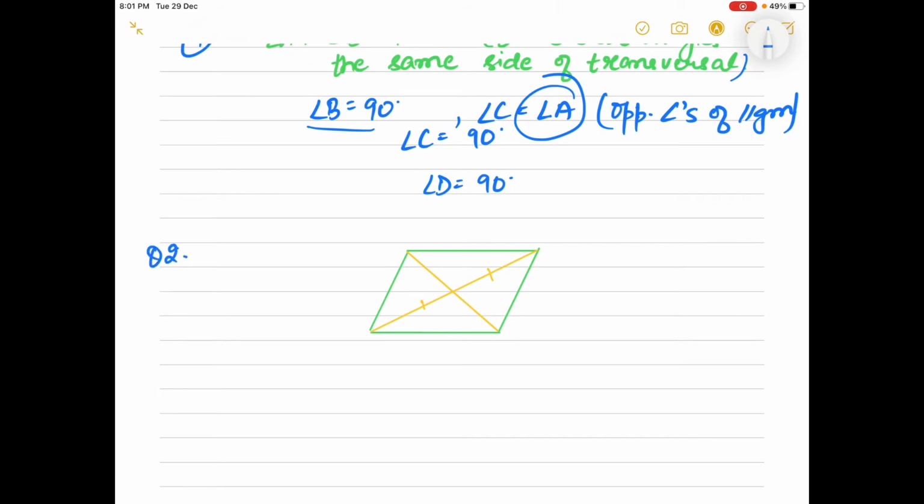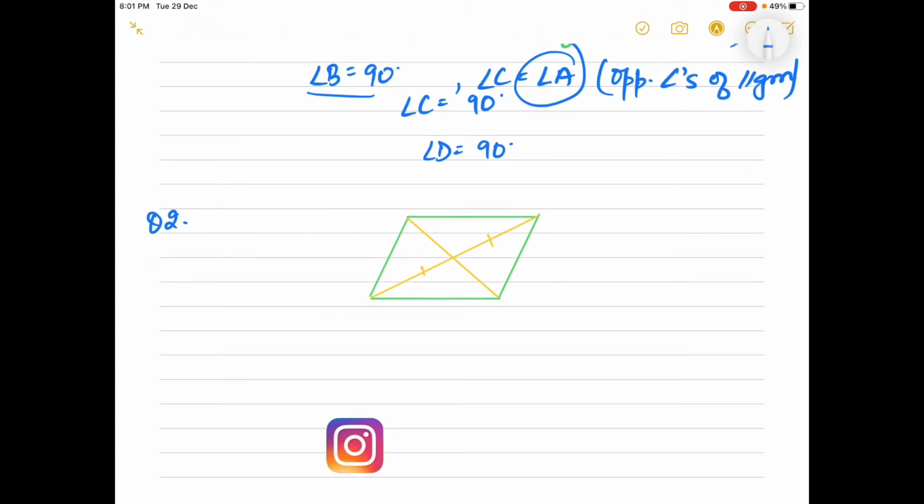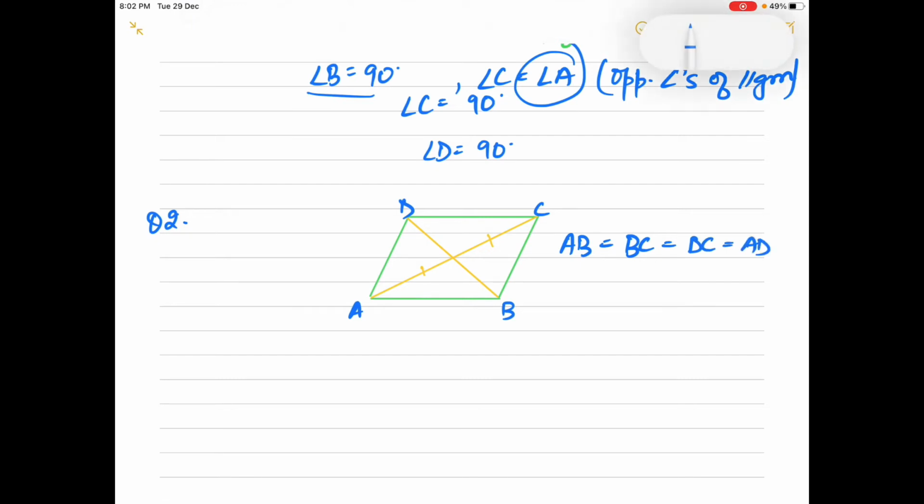In this question, we have to show that the diagonals of a rhombus are perpendicular to each other. It means let's assume this figure as a rhombus in which AC and BD are the diagonals. So we have to prove that the diagonals of a rhombus are perpendicular to each other. As we all know, it is a property of a rhombus that all the sides of the rhombus are equal to each other.